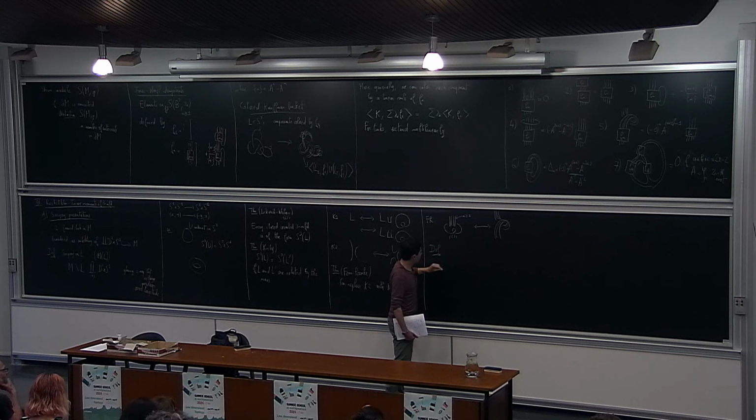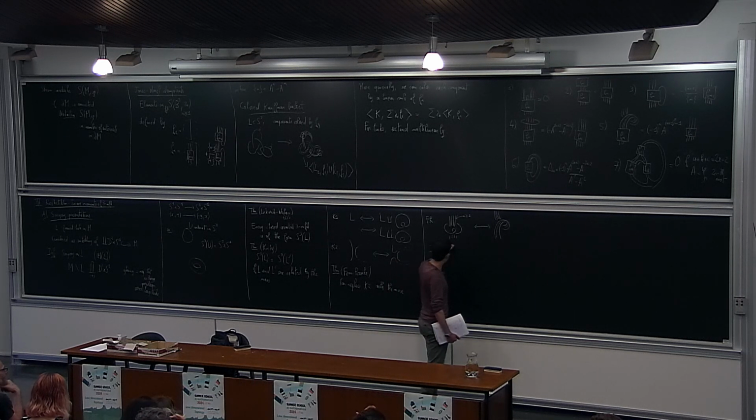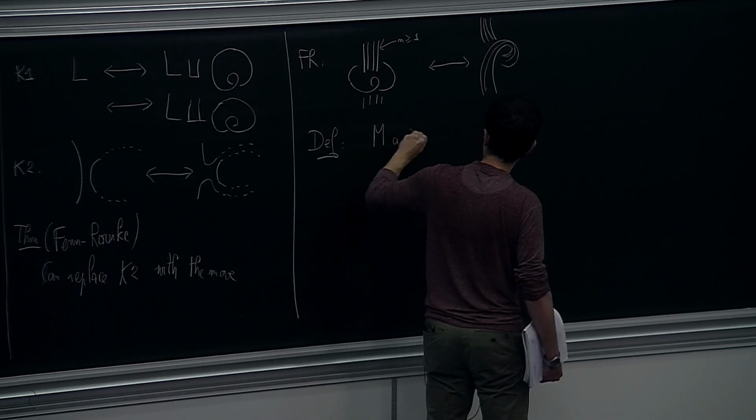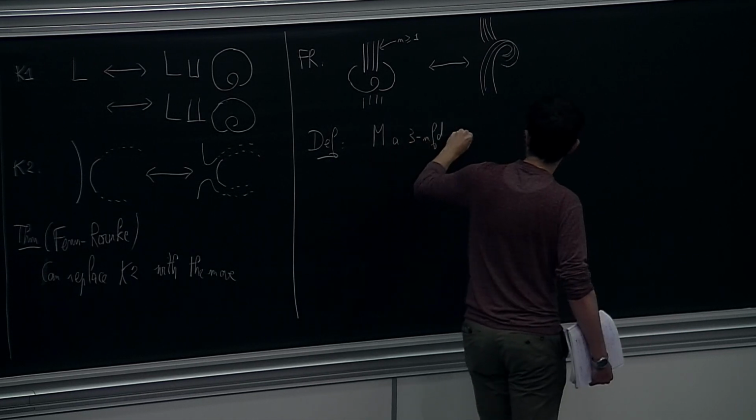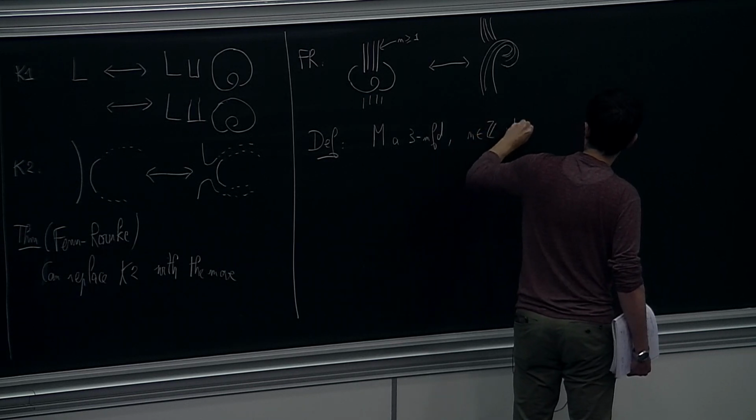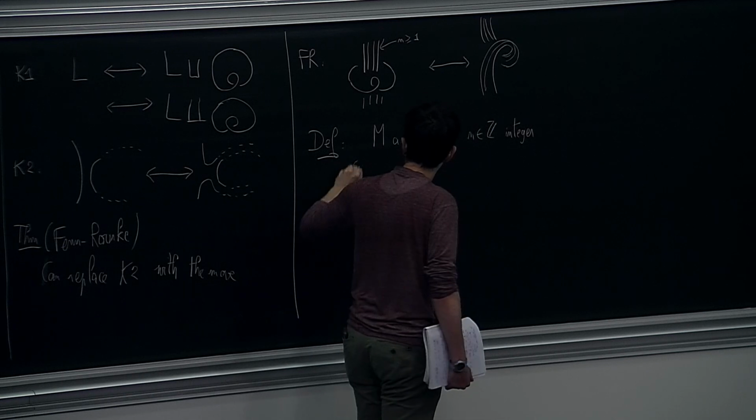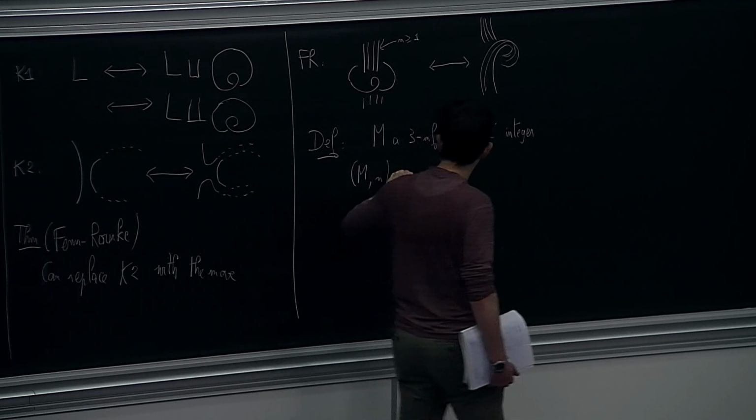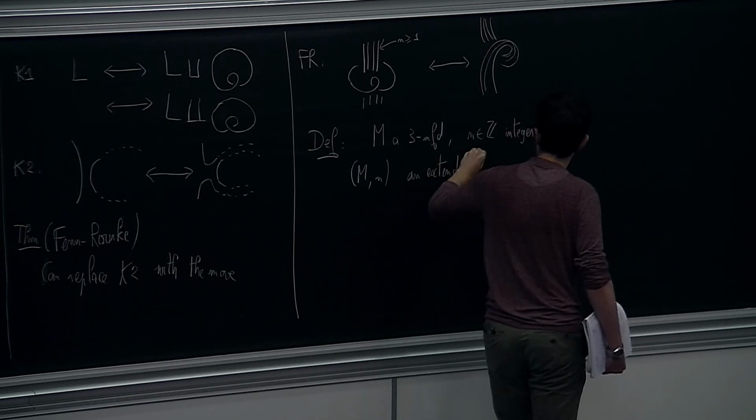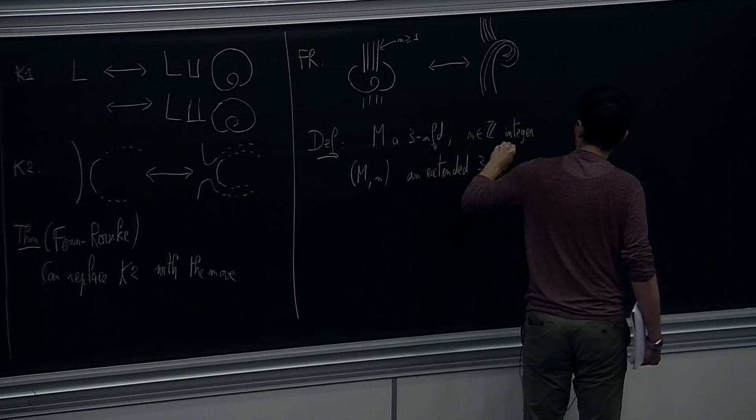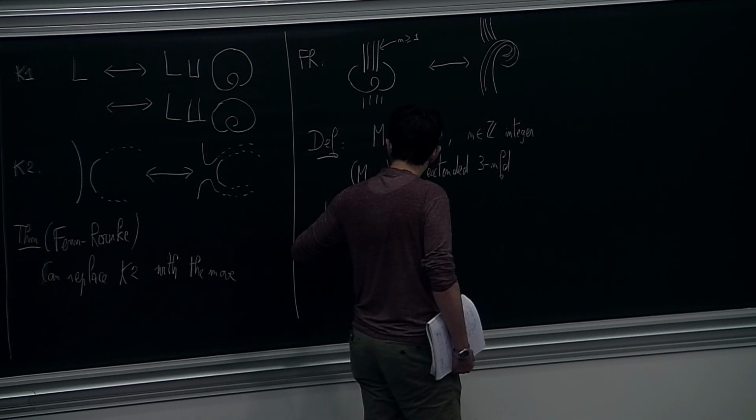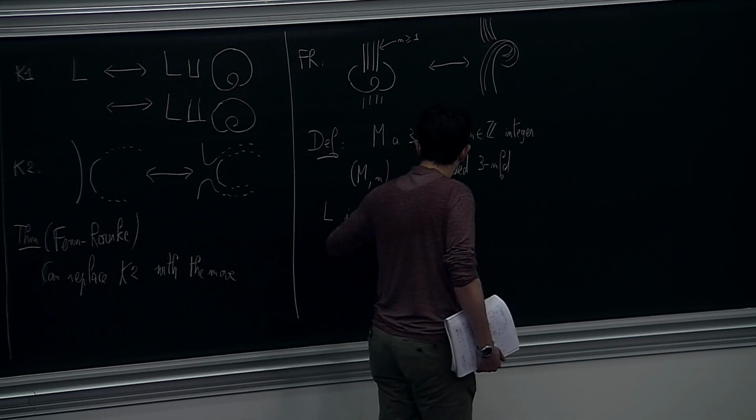So I have the following definition. If I have M a 3-manifold and N an integer in Z, I will call the pair (M, N) an extended 3-manifold. And I will say that L is a surgery presentation of (M, N).